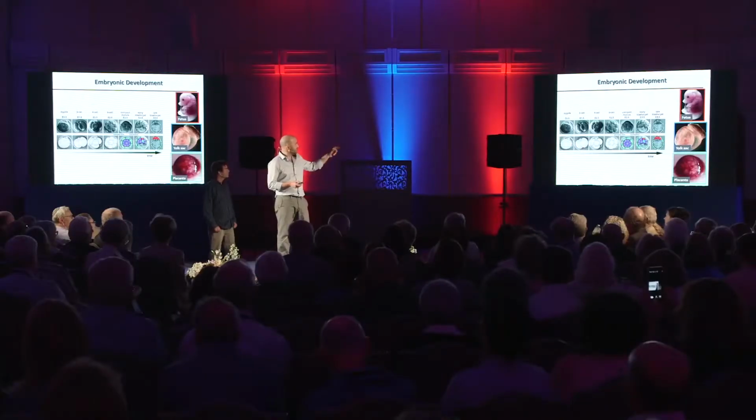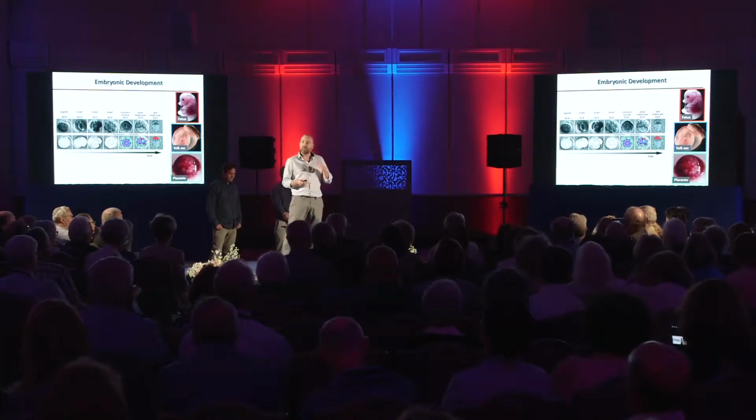We can see here 3 cell types. The green cells, these cells are the stem cell of the placenta. We have the red cells. These cells are the stem cell of the fetus. And we have the blue cells that can create the yolk sac and umbilical cord.